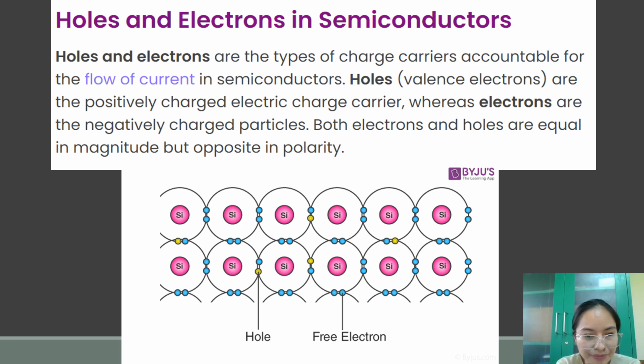So in the diagram, the hole, which is the positively charged, is color yellow, while the electrons, which are negatively charged, are the color blue.